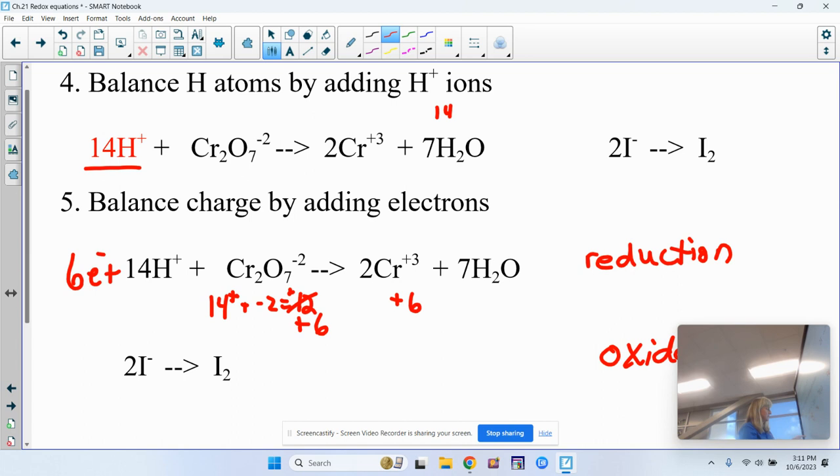For this one, it's minus 2 on this side and 0 on this side. So I add 2 electrons to this side, and now it will be balanced. And so the one half reaction that has electrons on the reactant side, that means that's the reduction reaction. Electrons gained, electrons reduced. So this one's the reduction reaction, and the one that has electrons on the product side, that means that's the oxidation reaction. Electrons are being given up, or it's losing electrons.